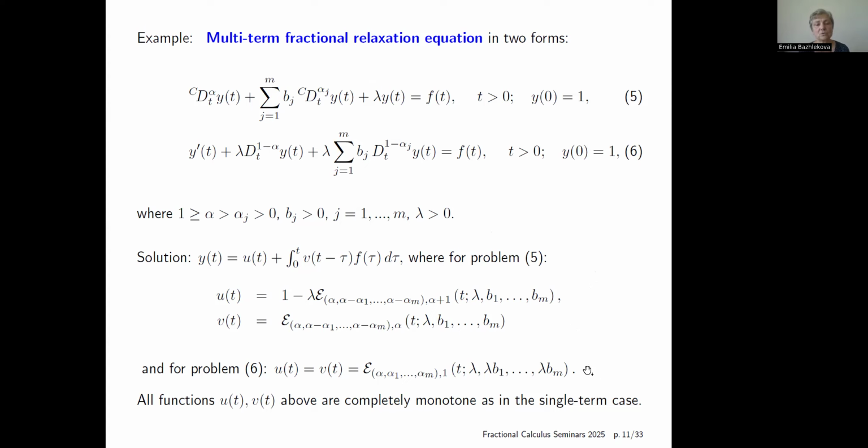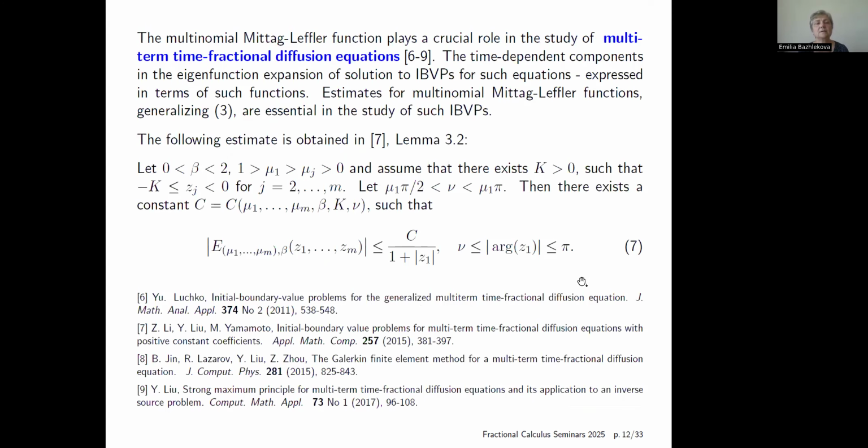And let me note that all functions u and v in both cases are completely monotone. And in this way, this property known from the single term case is generalized.